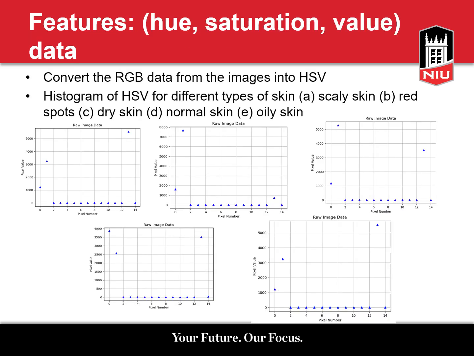Another feature we tried is called HSV, hue, saturation, and value data. So we need to convert RGB data from the original image into HSV. And here are the examples for different skin types. We have scaly, red, dry, normal, and oily skin. The equation we use to convert from RGB data into HSV data, you can find in our published paper.